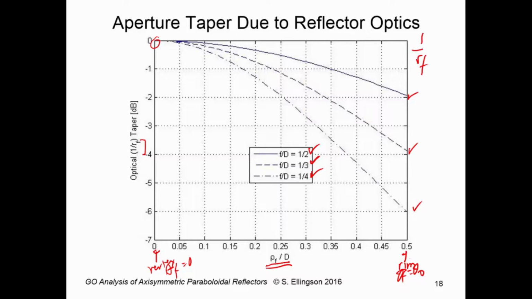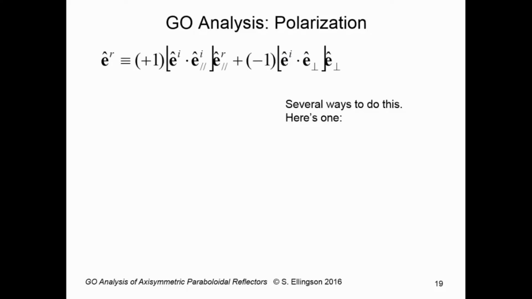Now again, whatever taper the feed pattern contributes will be in addition to this. And you might be able to devise a feed which corrects for this taper. That's sometimes of interest. This is simply the degree of taper you get from the reflector optics alone. Okay, now polarization. We've been avoiding this up to this point, so now let's tackle it head on. Here is the polarization of the reflected field.